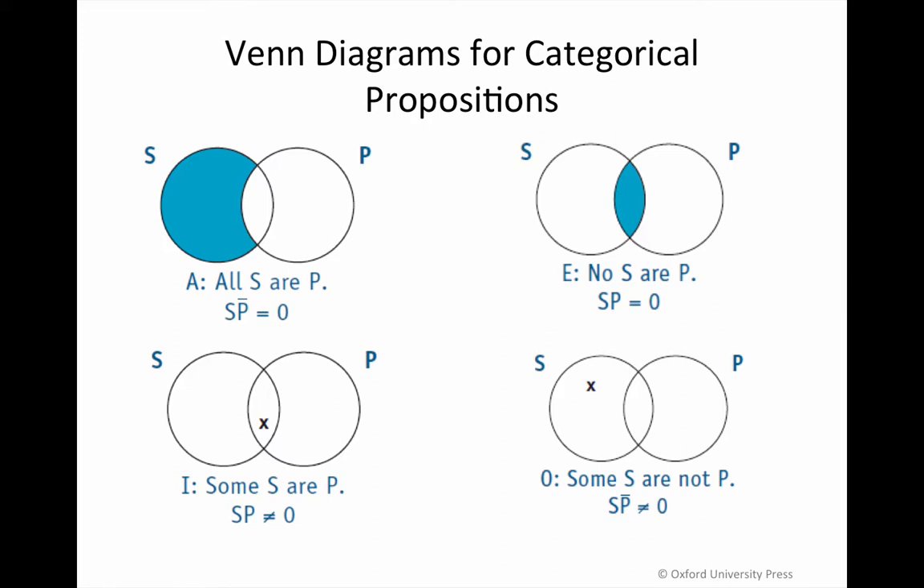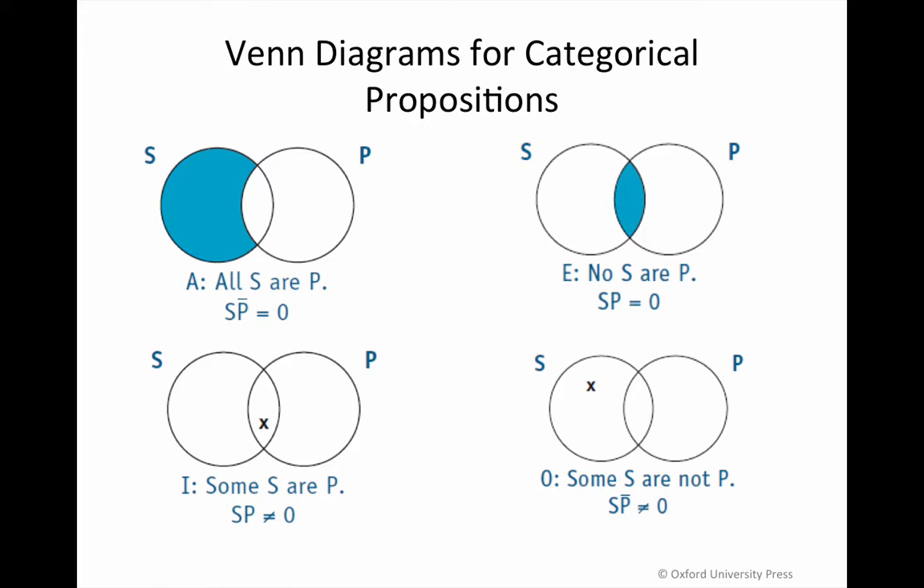Now, cast your eyes to the lower right-hand corner. Notice there is an X in the area of S outside of P. That denotes that there is at least one S that is not a P. There is at least one S that the P class excludes from itself. So you've got these 3 areas.